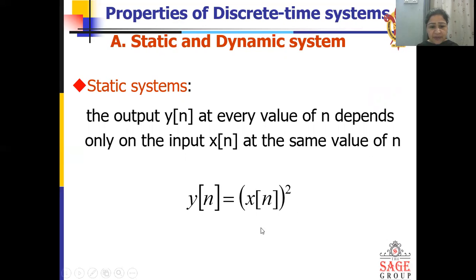The common example is y[n] = x[n] whole square. Here y[n] is the output, x[n] is the input. So here the present output depends only on the present input. It does not depend on the past or future inputs. And the system which does not obey this rule, that means it depends also on the past and future inputs, is known as a dynamic system.